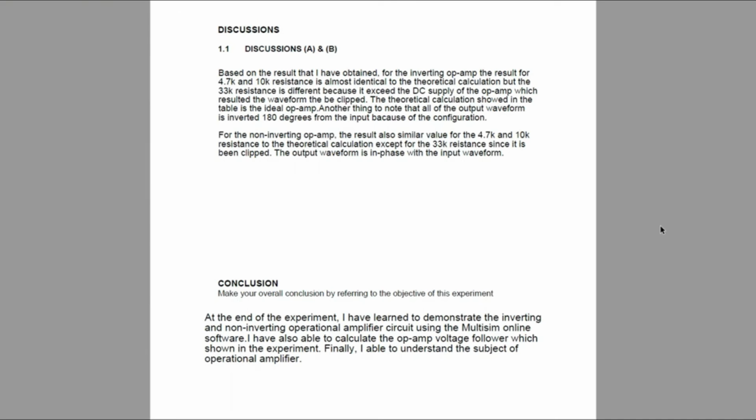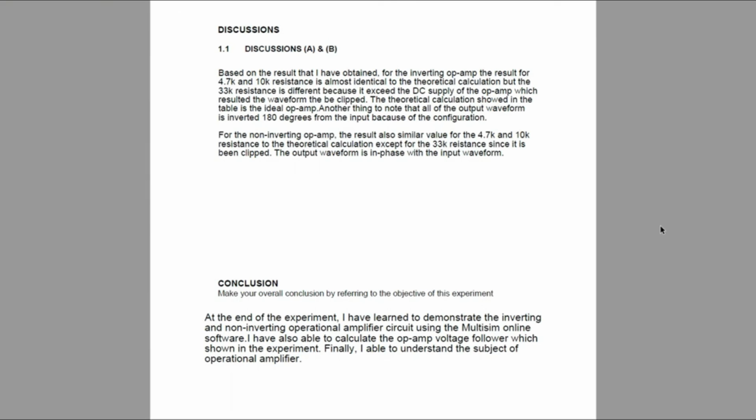For the non-inverting op-amp, the results for 4.7 and 10 kilo ohm are almost similar to the theoretical calculation. The 33 kilo ohm resistance also results in a clipped waveform. The output waveform for the non-inverting op-amp is in phase with the input waveform.